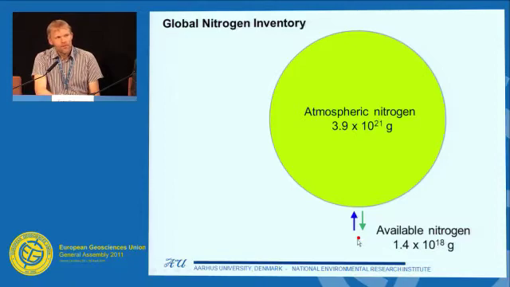The size of this one is regulated by the balance between these two arrows. The green one representing the processes that can transform atmospheric nitrogen into available nitrogen. The blue one represents the processes that do the opposite, take the available nitrogen, remove it, and transform it into atmospheric nitrogen.